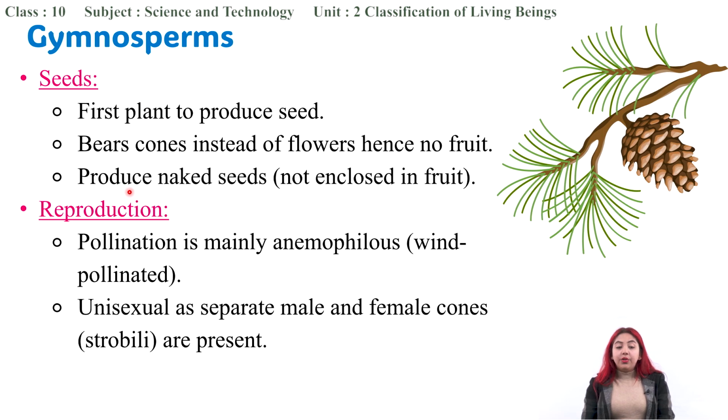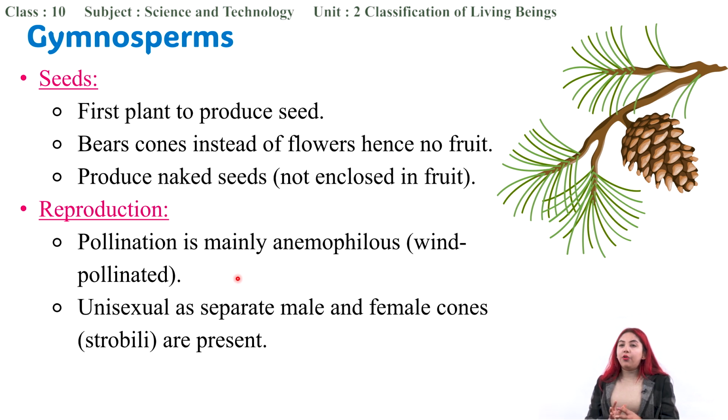Gymnosperm produces seed, but the seed is not enveloped or enclosed inside a fruit or a seed coat. That's why we say that the gymnosperm produces naked seed. Now another characteristic is the reproductive characteristic. Now the reproduction occurs by sexual means.